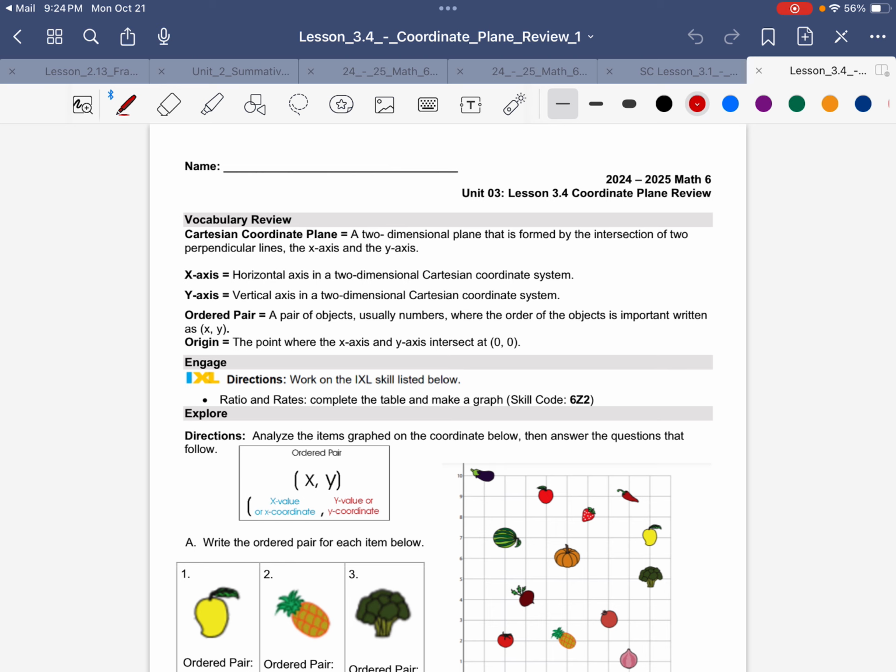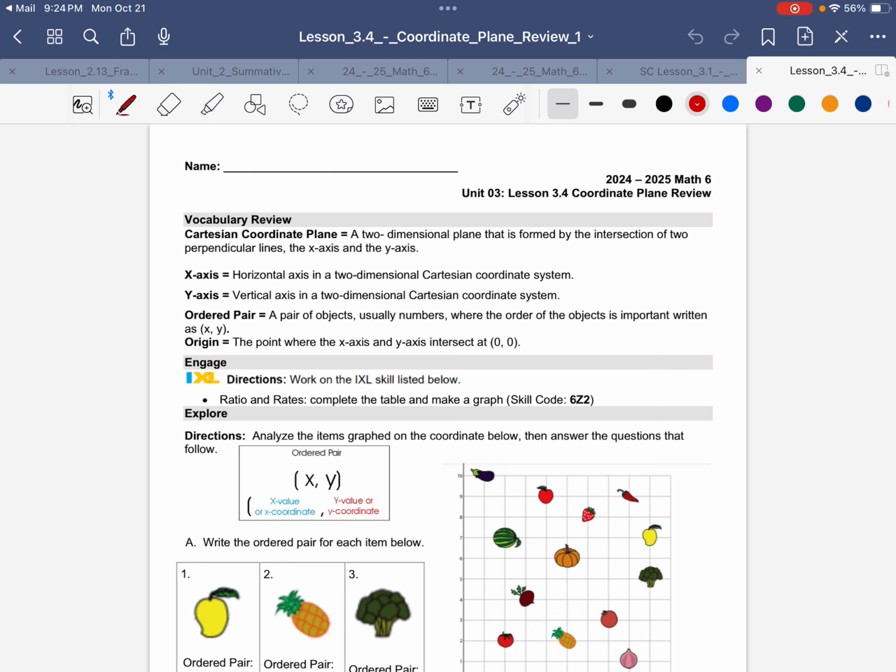We're on lesson 3.4. We are doing coordinate planes review. Some of us may have seen this before, but if you have not, let's jump right in. A couple vocabulary words you need to know is the Cartesian coordinate plane. It's a two-dimensional plane that is formed by the intersection of two perpendicular lines. Perpendicular lines make a 90-degree angle, and it has the x and the y axis.